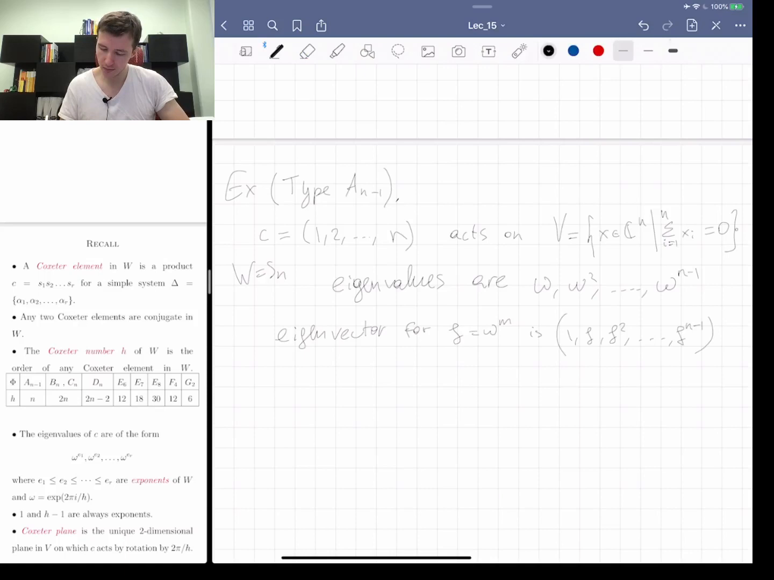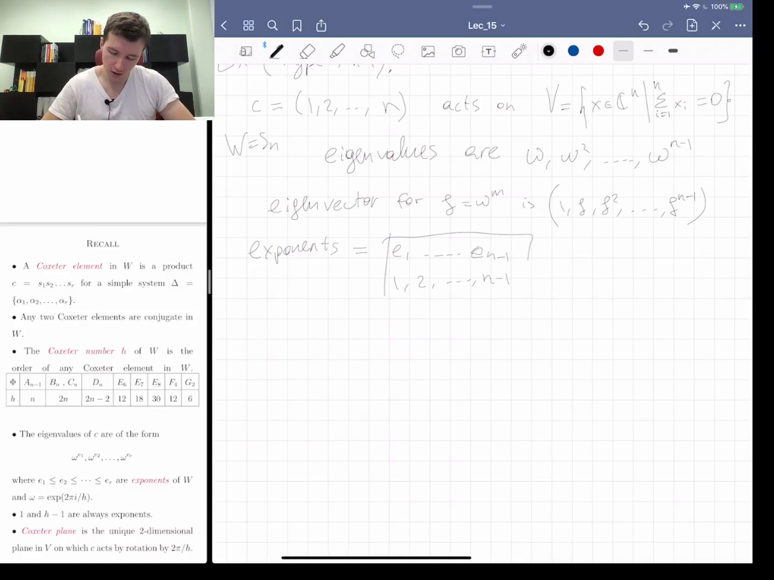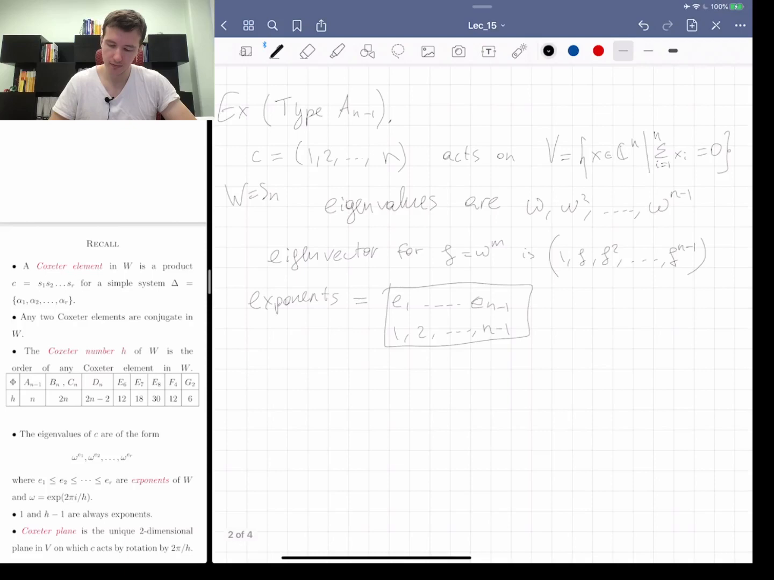Clearly, if you cyclically shift this vector, then it's just the same thing as multiplying by zeta. Okay, so the conclusion is that the exponents e_1 up to e_{n-1} are given by just 1, 2, all the way up to n minus 1. These are the exponents of type A_{n-1}. So that's a very simple exercise, but in general, it may be harder.